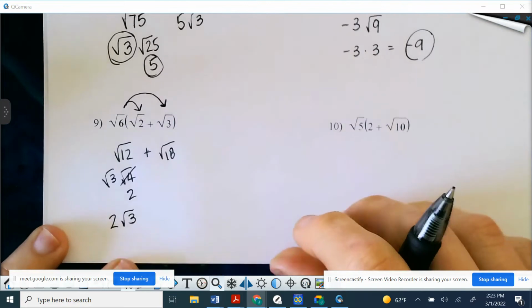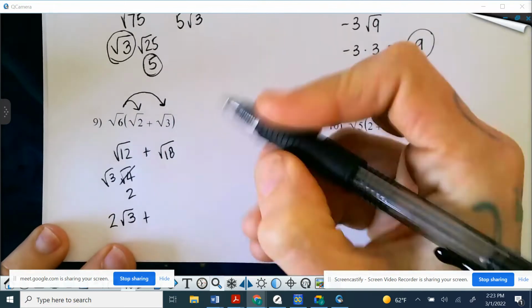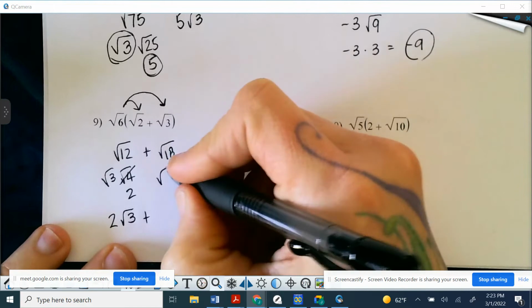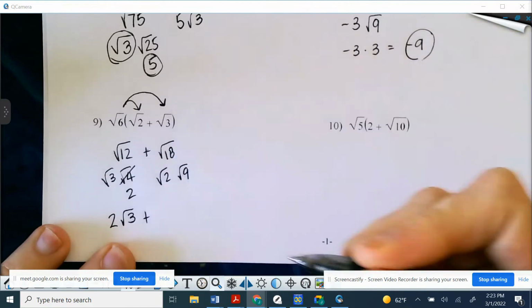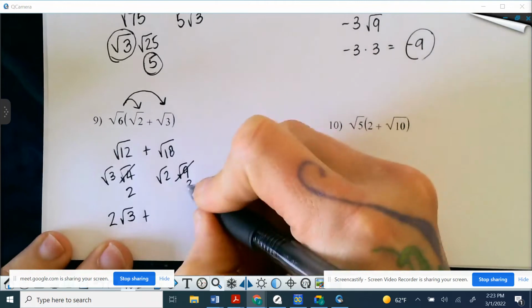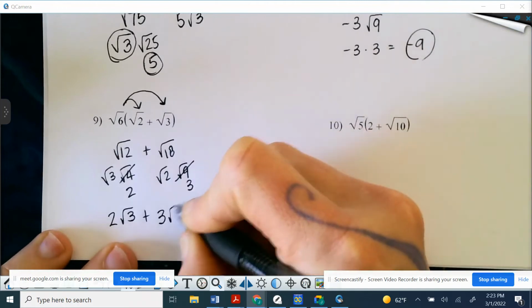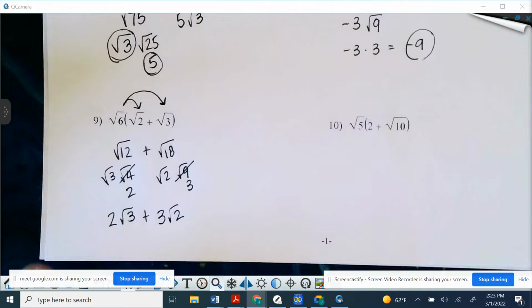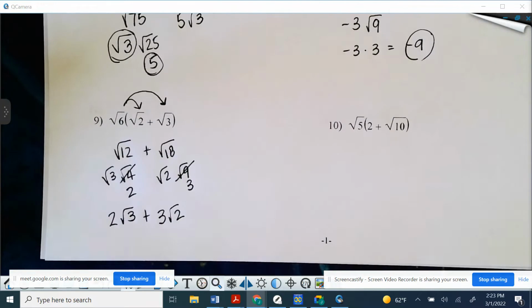Then we have a plus in the middle. And we'll do the same thing for 18. 18, I always think of 9 first, which is great in this case too, because again, that's a perfect square root as well. And that's going to give me a positive 3. So it's 3 square roots of 2. And you can't add these unless they are the same. So these are not like terms. So you're going to stop right there. And we'll get into addition and such tomorrow or a little further down the line.